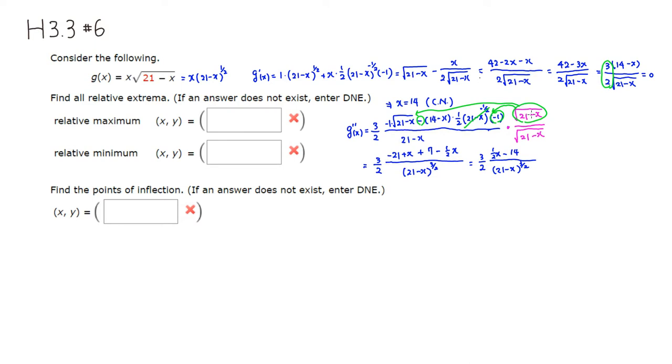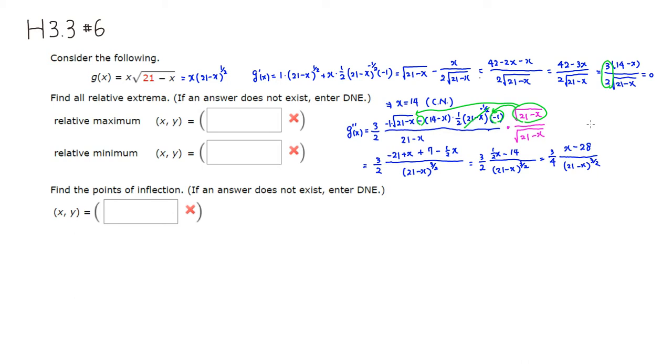I'll pull out the 1 half, so you have a 3 over 4. Then we have x minus 28, if you pull out 1 half. Then you have 21 minus x to the 3 halves power. Right? So that's the second derivative.